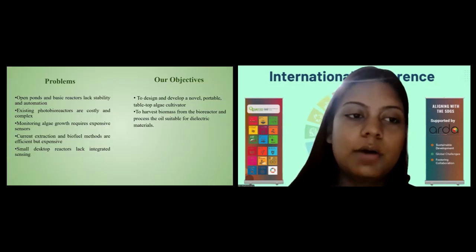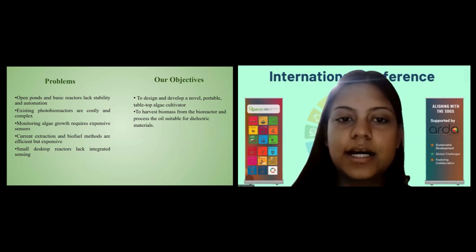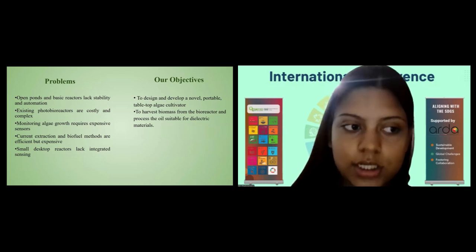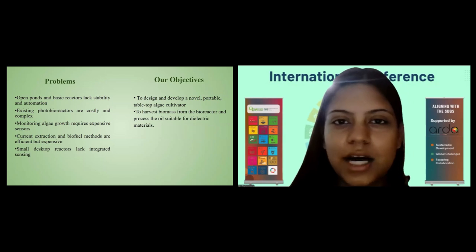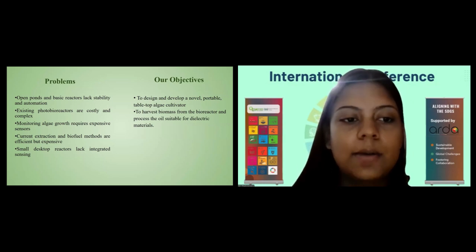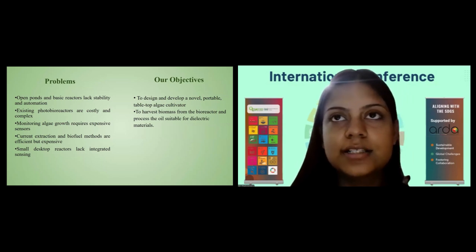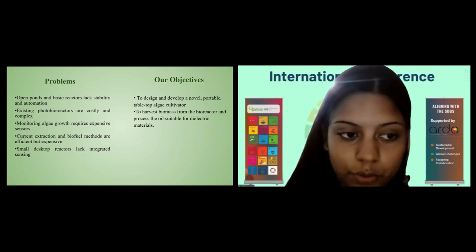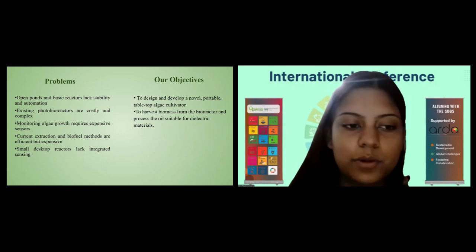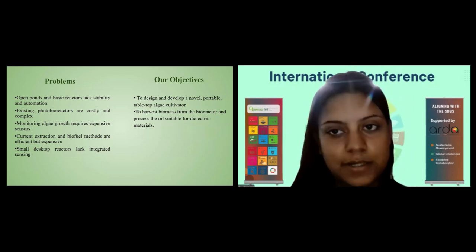So, as already mentioned, our problems were open ponds and basic reactors. They lack stability and automation. The existing photobioreactors are very costly and complex. Monitoring the algae growth also becomes a problem as algae requires many factors and many components for its growth. Current extraction and biofuel methods are efficient but very expensive.